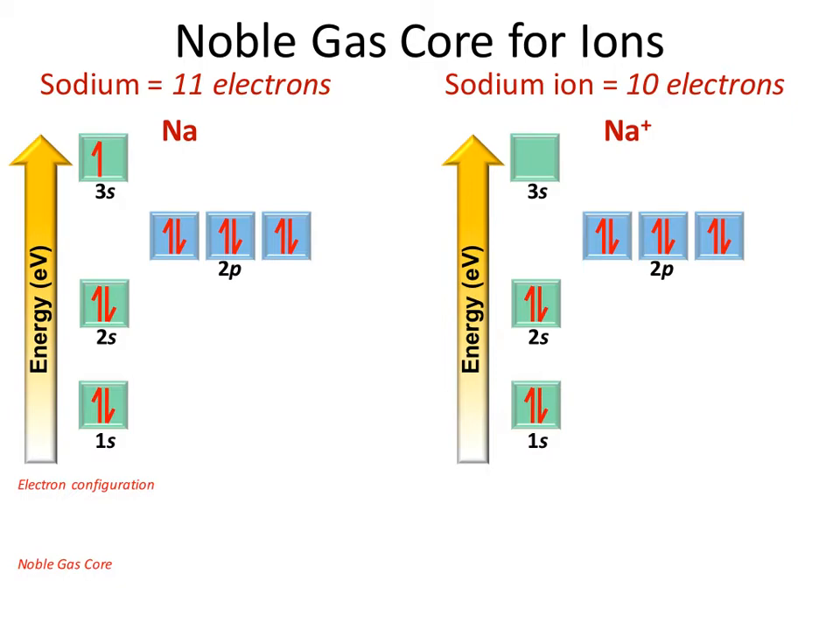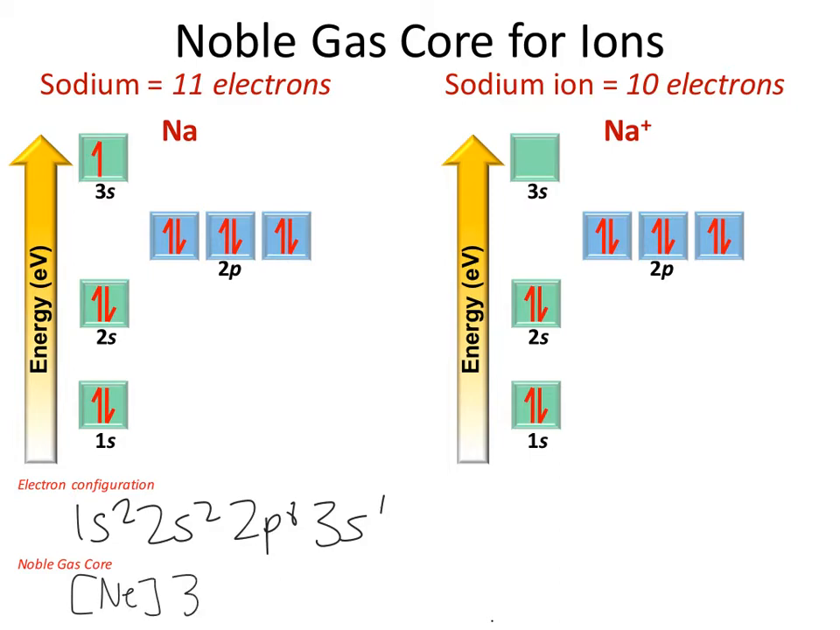When we look at sodium here, we can translate this into an electron configuration, which is going to be 1s2, 2s2, 2p6, and 3s1. Okay, so we have that unpaired electron there. And for a noble gas core here, when we look at sodium, the noble gas prior to sodium is not helium, it's actually neon. So what I could do is I'll put neon into square brackets and then write 3s1.